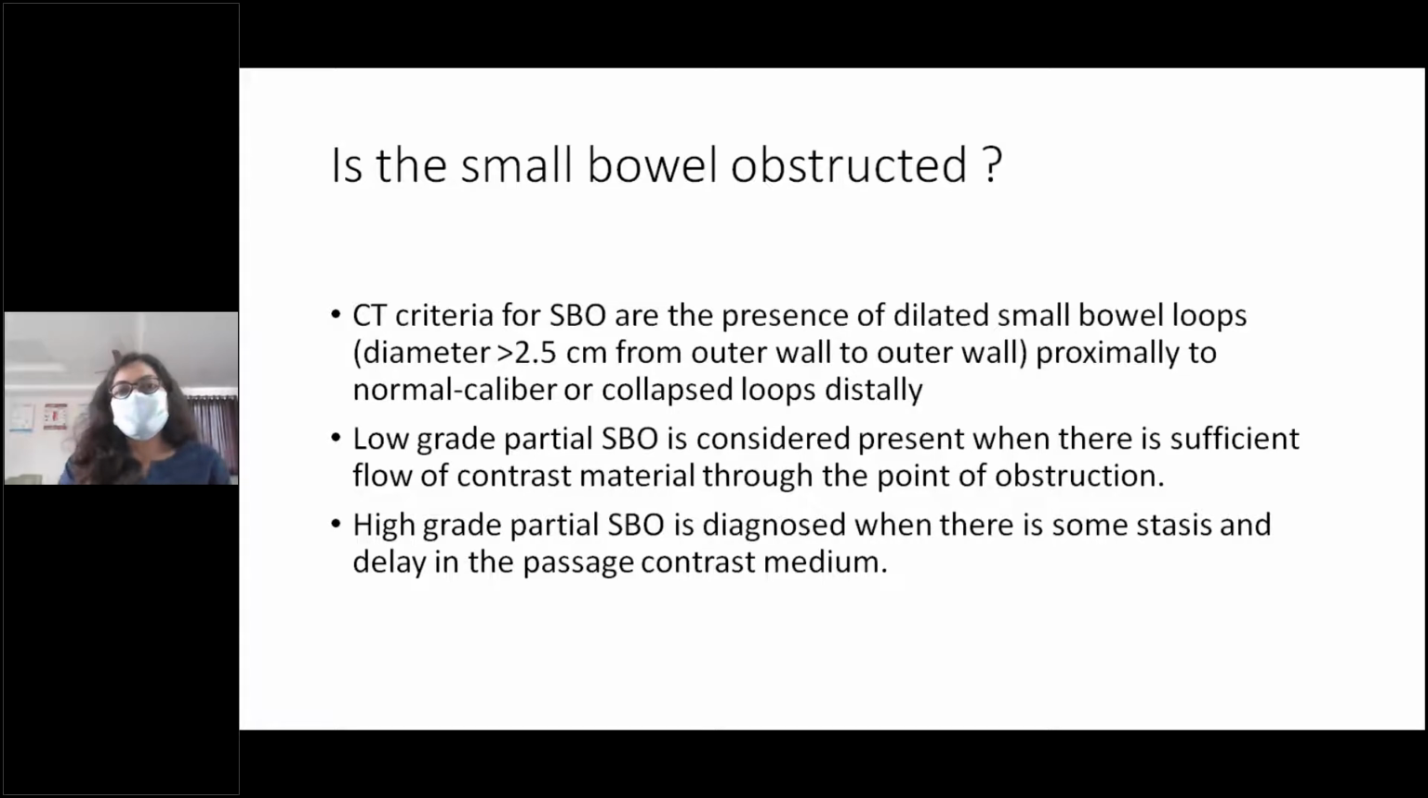Is small bowel obstructed? We have to follow certain criteria to see whether it is obstructed or not. CT criteria are the presence of dilated small bowel loops with a diameter more than 2.5 centimeters from outer wall to the outer wall, proximally to the normal caliber or the collapsed loops distally. In case of low grade partial small bowel obstruction, it is considered present when there is significant flow of contrast material through the point of obstruction. In a high grade obstruction, there is some stasis and delay in the passage of the contrast medium.